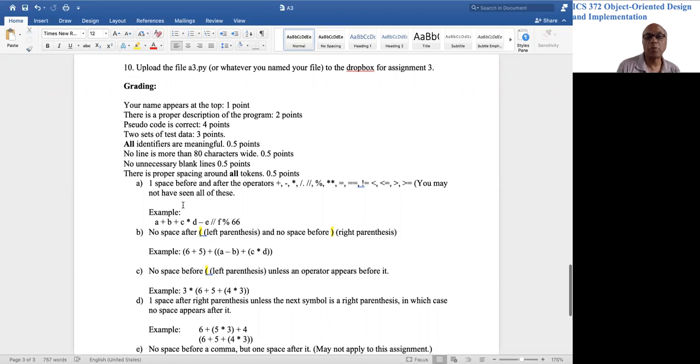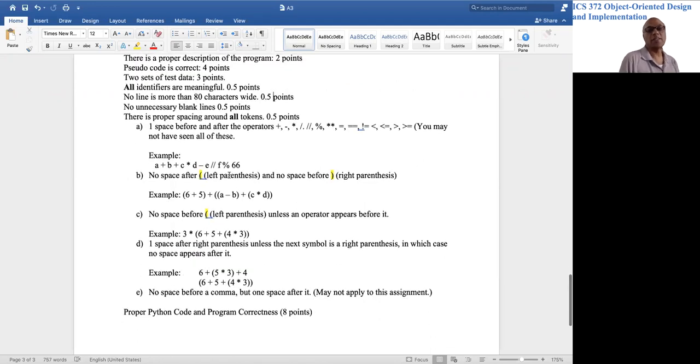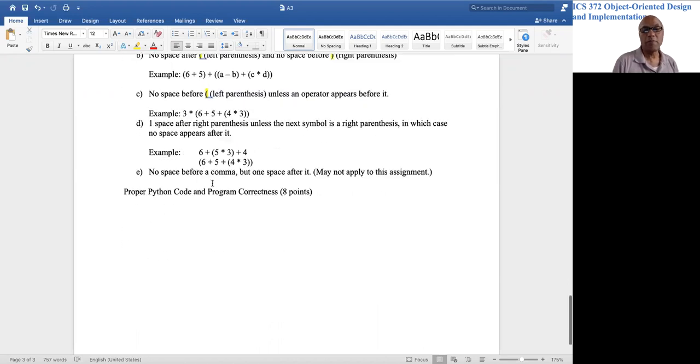And you should make sure that tokens are separated with spaces correctly. So go through all these things, all these specifications. It is to make sure that your program is readable.